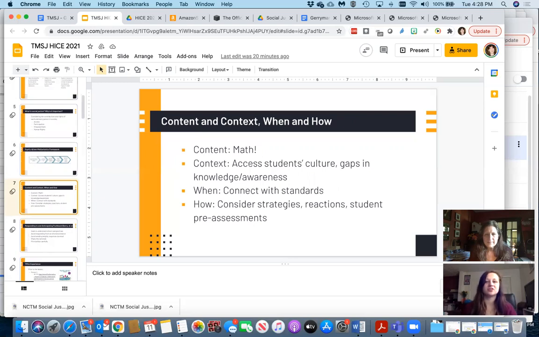Okay, we wanted to make sure that this lesson fits within our standards and it's flowing logically. And lastly, we have how, which is considering strategies, reactions, student pre-assessments, really figuring out the nitty-gritty portions of this mathematics lesson.